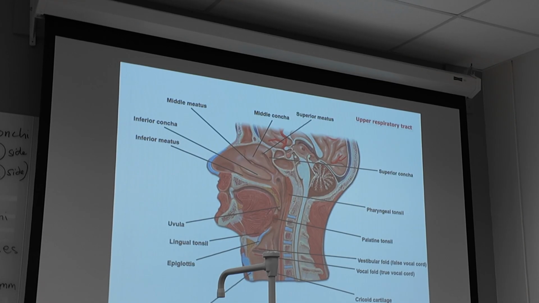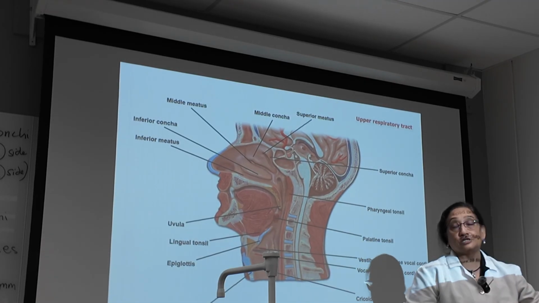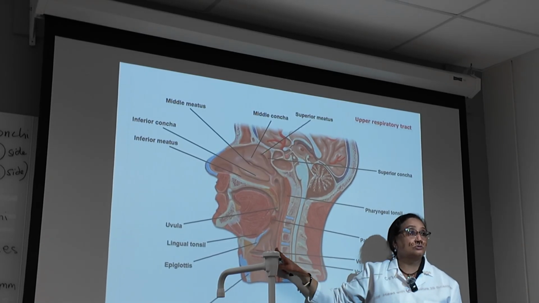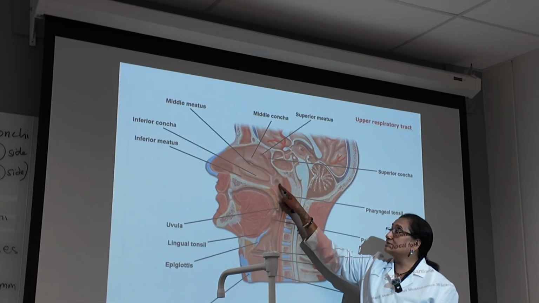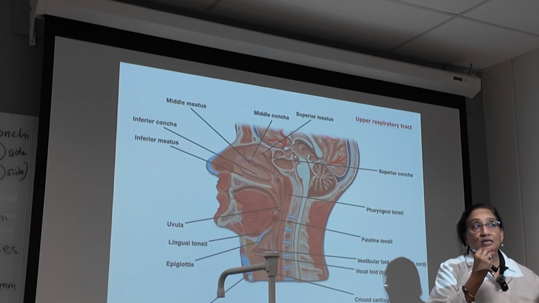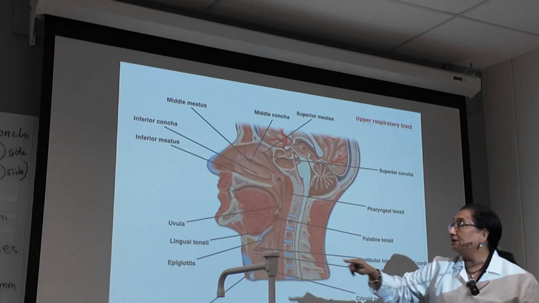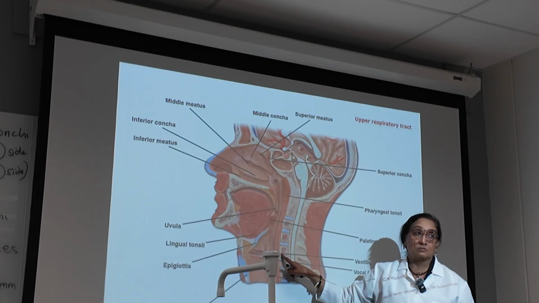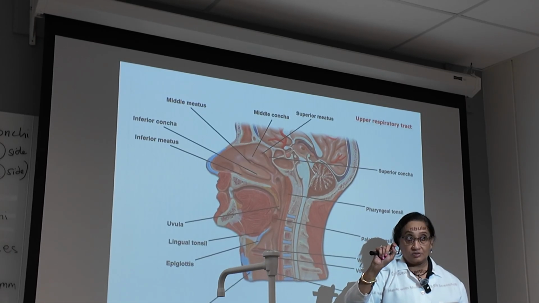In some children who get repeated infections, this pharyngeal tonsil will enlarge. And when it enlarges, it blocks the passage of air through the nose. So a child that has enlarged pharyngeal tonsil, the mother will say the child is always breathing through the mouth. So the mouth is always open and the child is breathing through the mouth because this passage gets blocked. So sometimes this tonsil has to be removed.